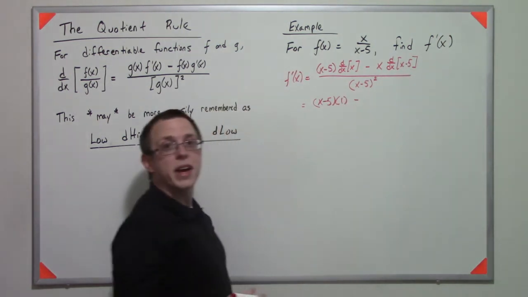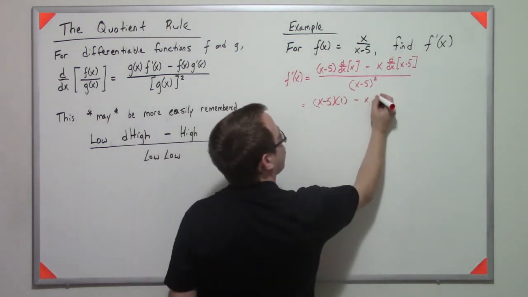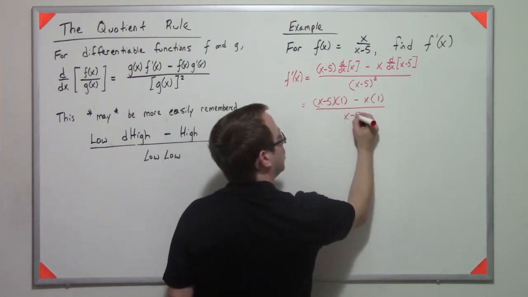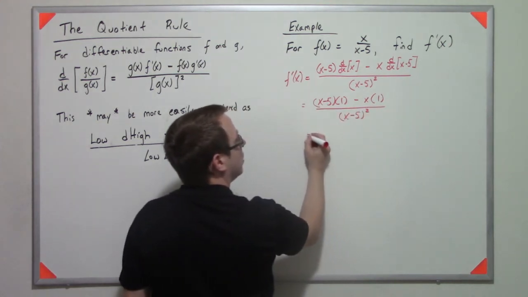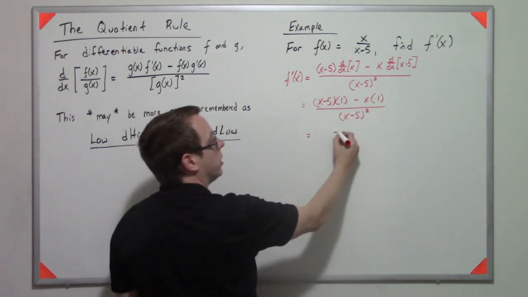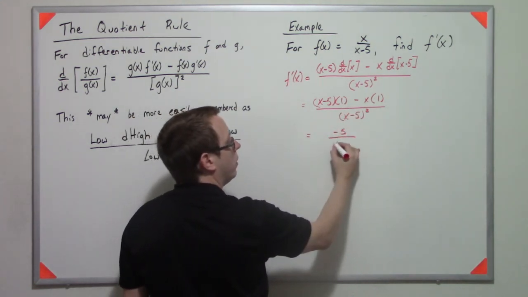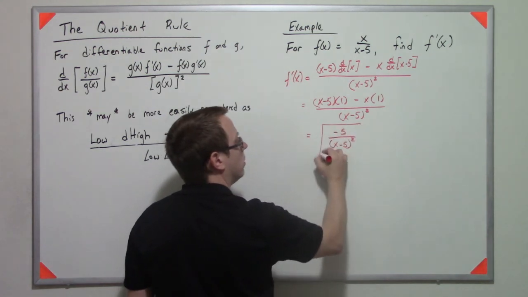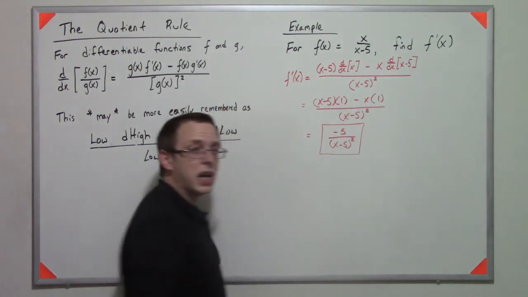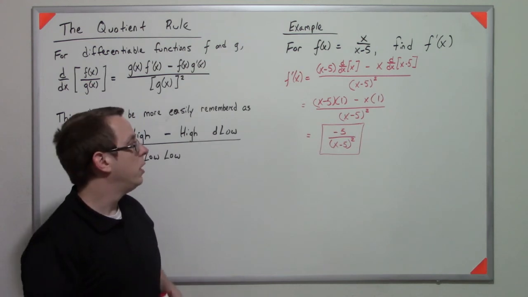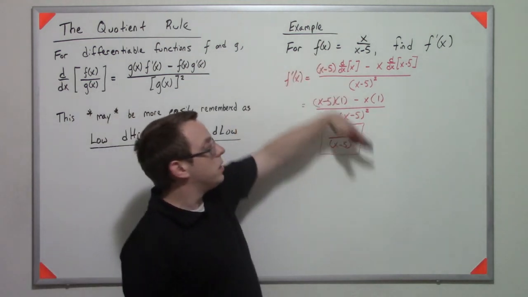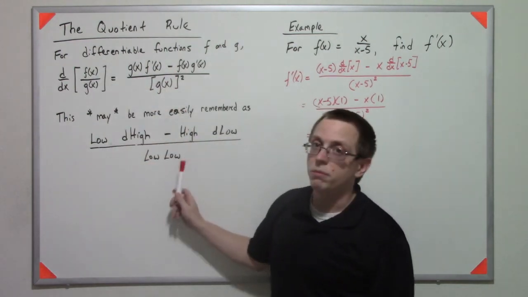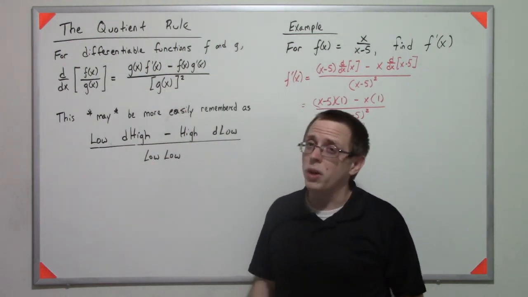Now we know the derivative of x is just 1, and the derivative of x minus 5 is also just 1. Which, when that simplifies, actually leaves us with negative 5 over x minus 5 squared. Which is kind of nice and simple, but this is a simplistic case that you can use, and this, again, this mnemonic device is corny, but it works.